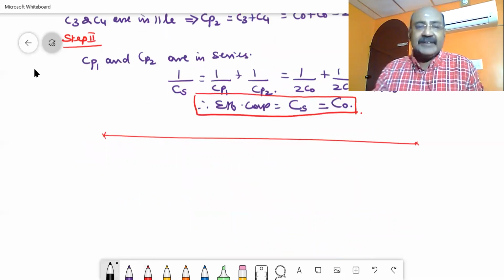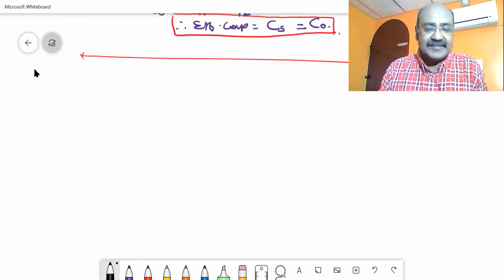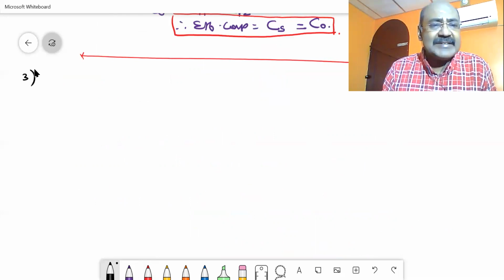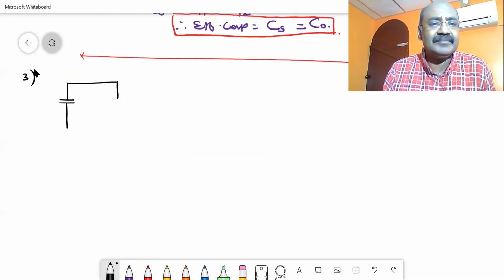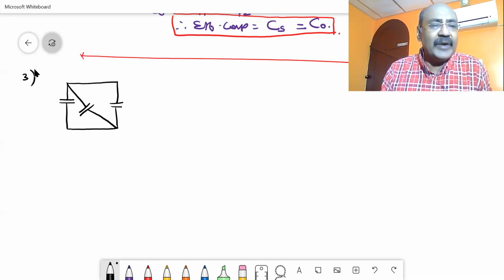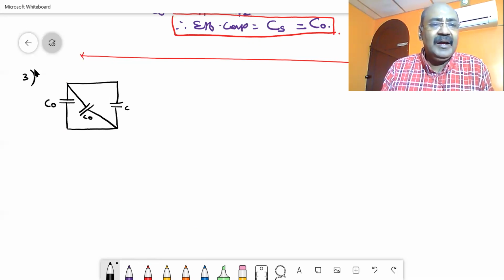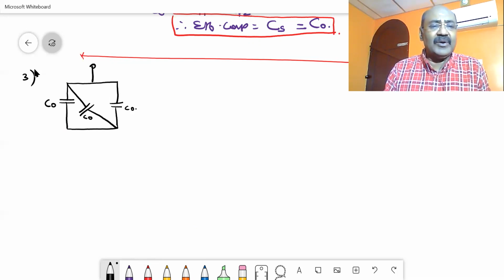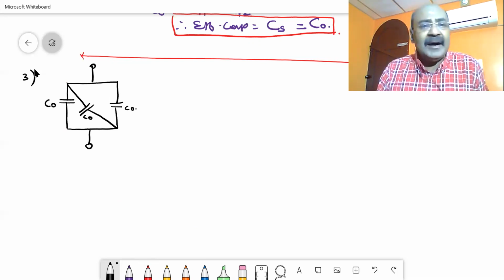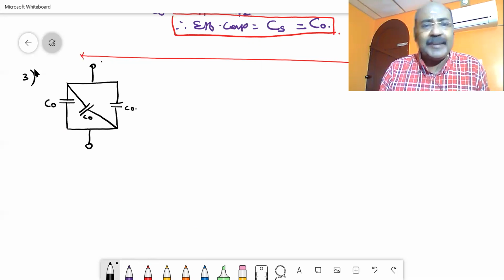You see, the third subdivision given is, you are being given 3 capacitors. One of the capacitors is here. Then you are having another capacitor here. And these two are connected. The 2 ends, the diagonals, are being connected through another capacitor. So this value we are given as C0. This is another C0. This is another C0. And you are asked to calculate the effective capacitance between P and Q.